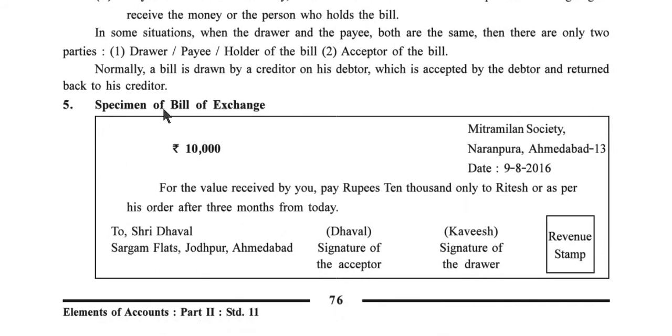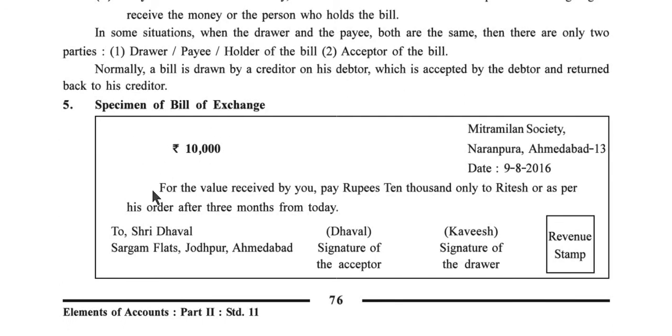Now, fifth point, specimen of a bill of exchange. Here, this type of bill is there. Mitra Milan Society, Narayanpura, Ahmedabad 13. The date is written, on which date this bill is written: 9/8/2016. And how much is the amount?